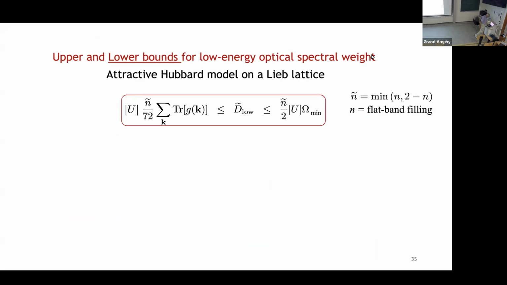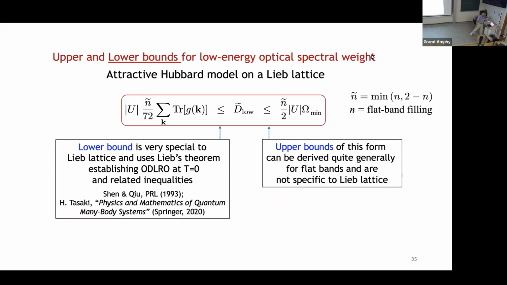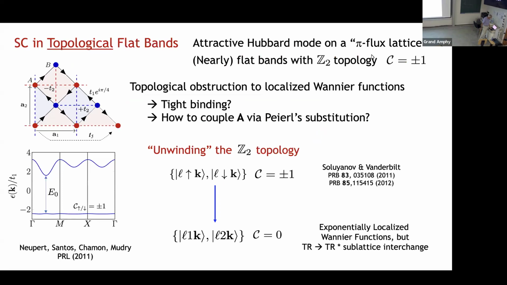Actually, it turns out we can stand on Lieb's shoulders and prove some lower bounds too, but let me not discuss that. Okay? This uses some very tricky things about Lieb's theorem. So we have upper and lower bounds, which are quantum geometric. Now, topological flat bands. So now we have a problem. We'll take a model, which is also an attractive Hubbard model, but we have nearly flat bands with a Z2 topology. So basically, we have a flat band.